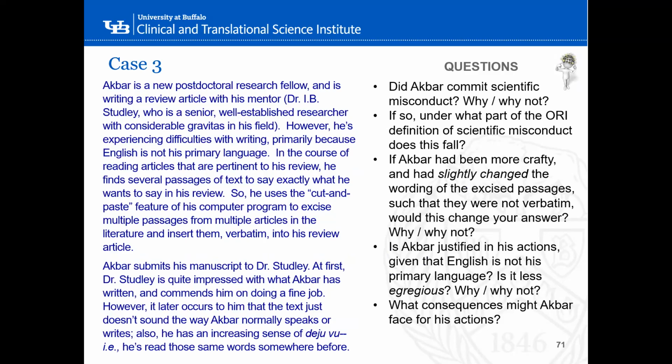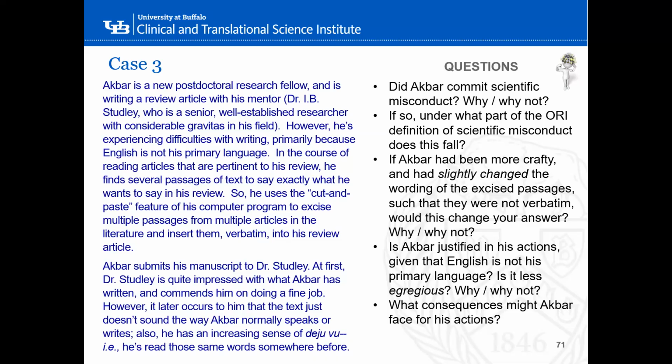Akbar is a new postdoctoral research fellow, and he's writing a review article with his mentor, Dr. I.B. Studley, who's a senior, well-established researcher with considerable gravitas in his field. However, he's experiencing difficulties with writing, primarily because English is not his primary language. In the course of reading articles that are pertinent to his review, he finds several passages of text that say exactly what he wants to say in his review. So he uses the cut and paste feature of his computer program to excise multiple passages from multiple articles in the literature and insert them verbatim into his review article.